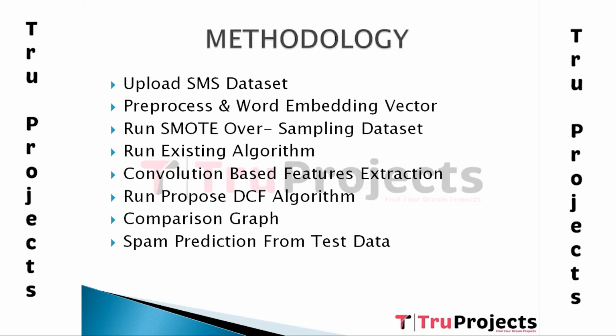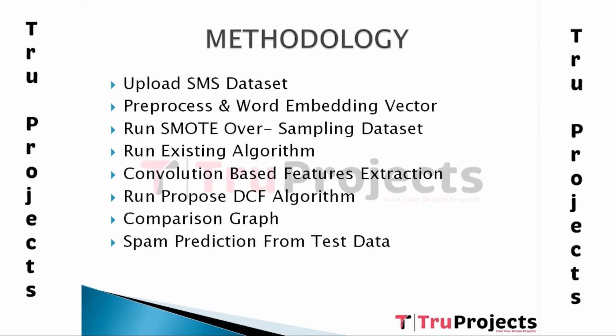Methodologies: to implement this project, we have designed a few modules. First one, upload SMS dataset. Using this module, we will upload the dataset to the application and then plot a graph with the total ham and spam message count. Second module, preprocessing and word embedding vector. By applying preprocessing techniques, we will read all messages and then process them by converting to lowercase, removing stop words, applying stemming and lemmatization, and then applying a word embedding algorithm to convert messages into neural vectors.